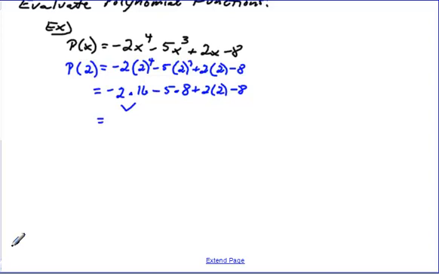-2 times 16 gives me what? -32, okay. And I have a -5 times 8. That gives me -40. -4 minus 8. Okay, can we just put that together? What do we get? Somebody tell me the answer. P where 2 is put in for X is equal to what?